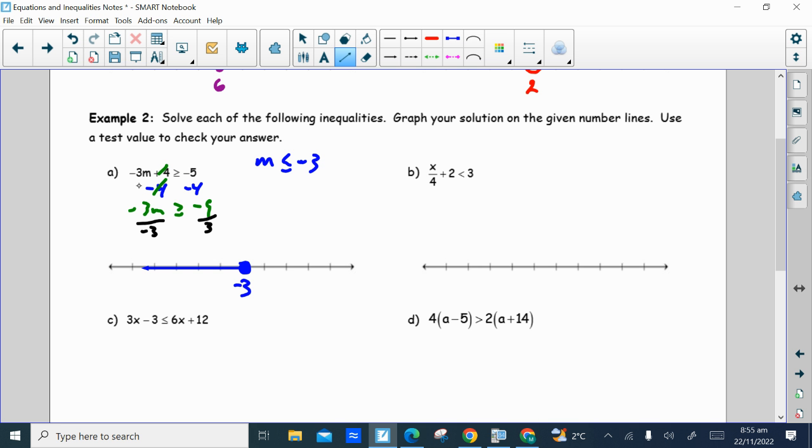When m is negative 4, negative 3 times negative 4 is positive 12. Plus 4 is positive 16. That is greater than or equal to negative 5. If we chose a number, let's say negative 2, which is not part of our solution set, negative 3 times negative 2 is positive 6, plus 4 is 10. So there's something wrong here.